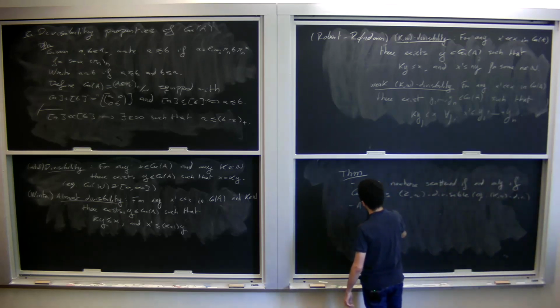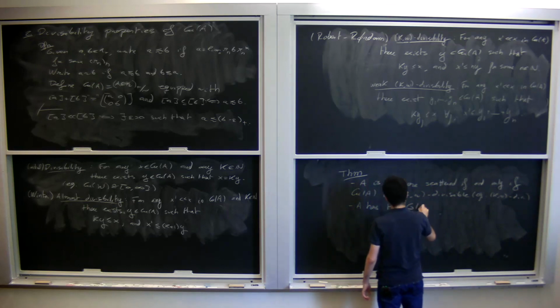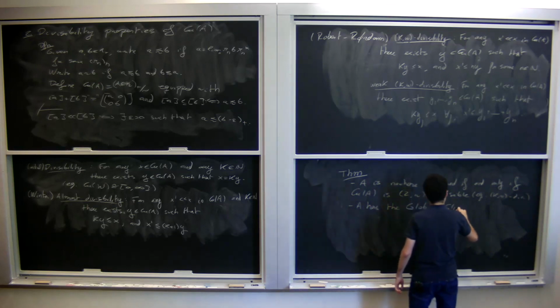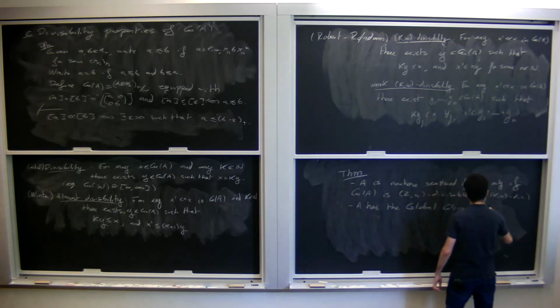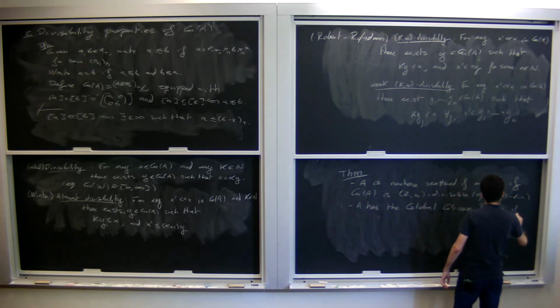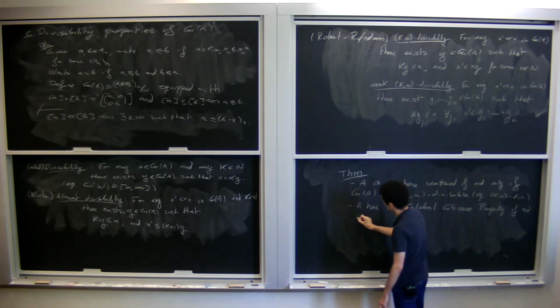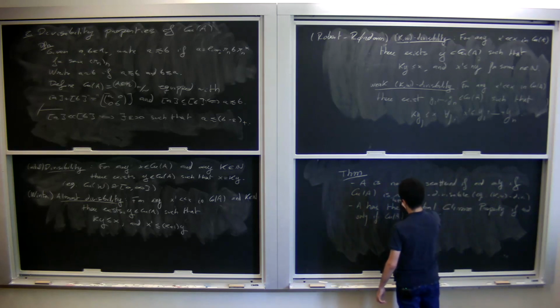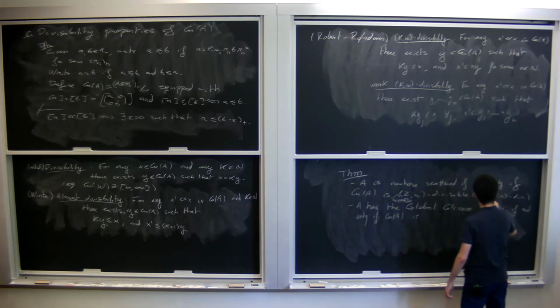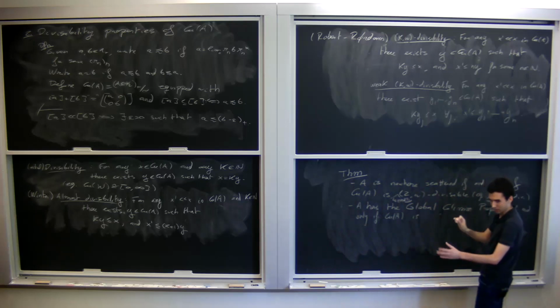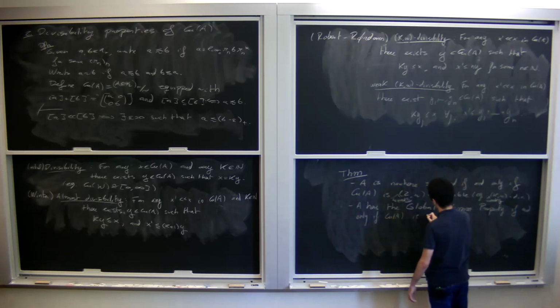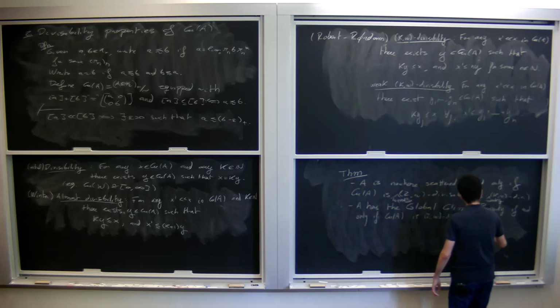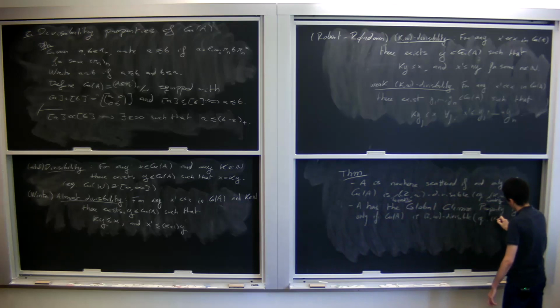And then A has the global Glimm property if and only if... I messed this up horrendously. As you might expect, this is weakly. And the other one is without the weakly. So is 2 omega divisible. Equivalently, K omega divisible.